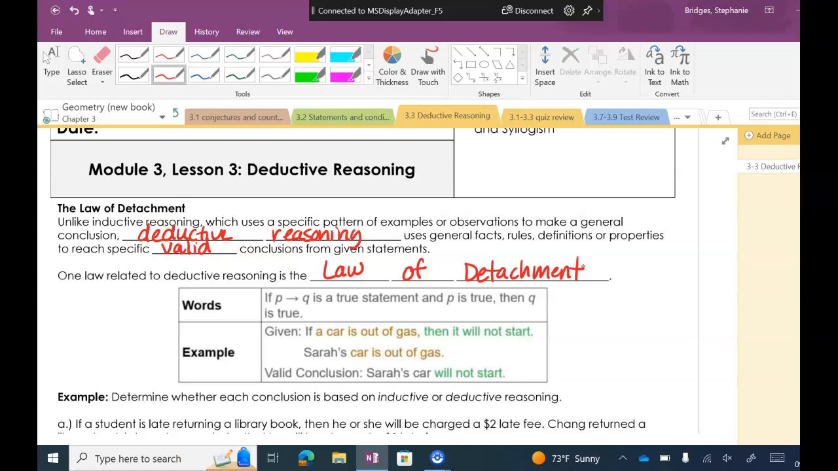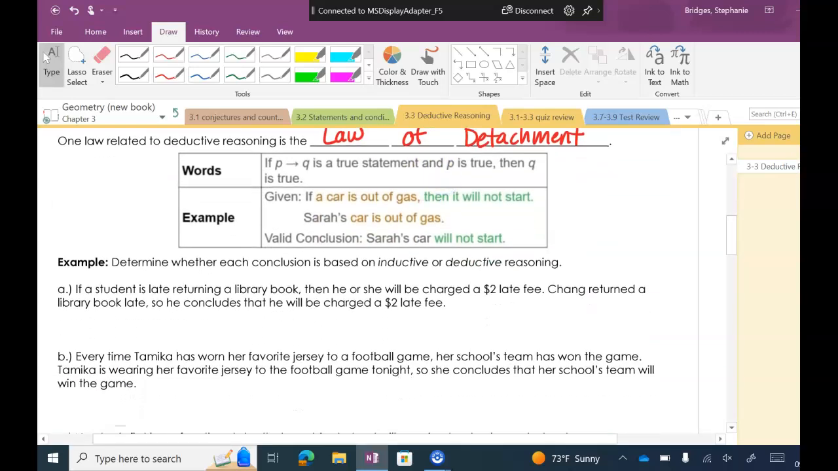But before we start with examples of law of detachment, what we're going to do is just read some statements and decide, are they making conclusions based off of inductive or deductive, patterns and observations, or rules and facts? Everybody ready? Yeah. All right, so the first one, take a minute, read it.